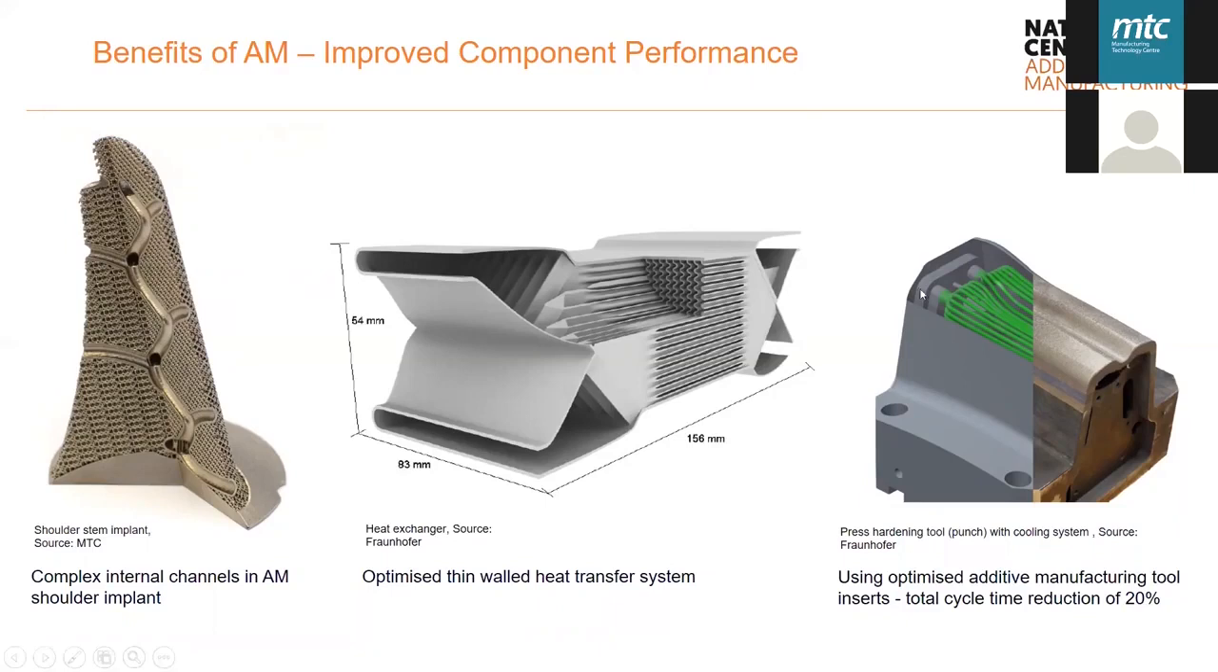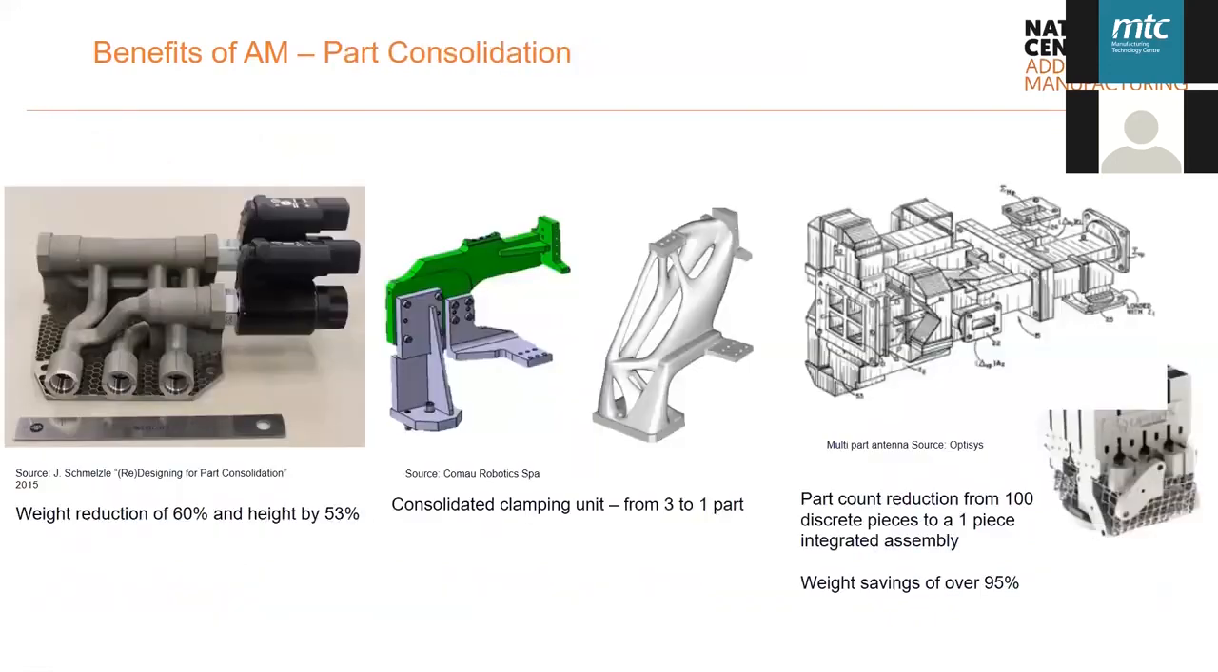Again, touching on improving component performance, integrated cooling channels have been used in the tooling industry to increase the longevity of the part. Part consolidation is one of the other key benefits of additive manufacturing. Reducing the weight of components by consolidating many components is a benefit. In this case example here, you not only reduce the weight of the component, but also the total height of the component. So this has a knock-on effect on the sub-assembly that component might belong to. So overall, potentially reducing the size of your sub-assembly as well.